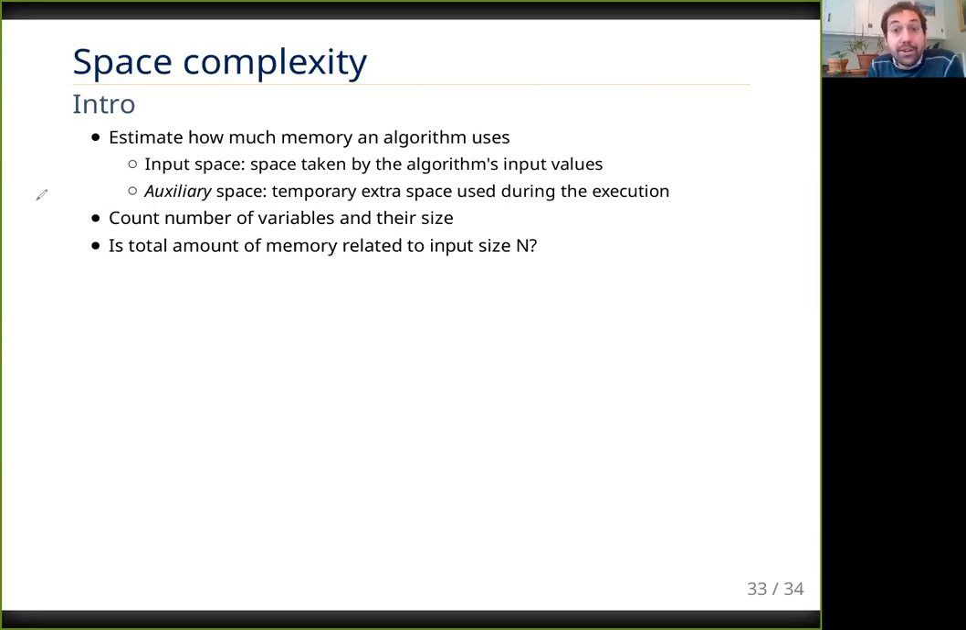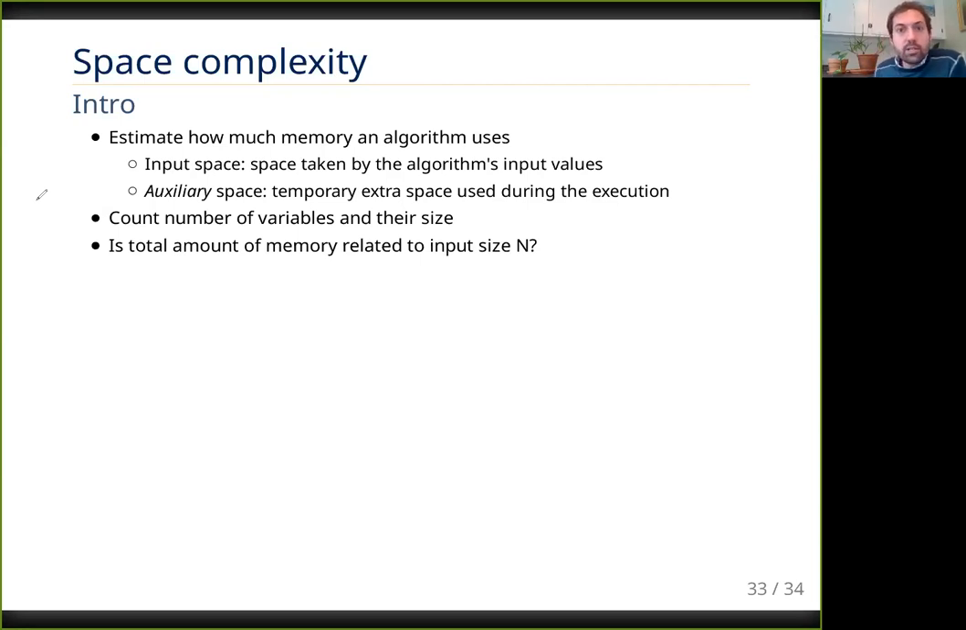We have the input space. That's essentially the space that is taken by the input data to the algorithm. And then we have something called the auxiliary space, which is the amount of new or additional data that the algorithm has to create in order to process this input data.